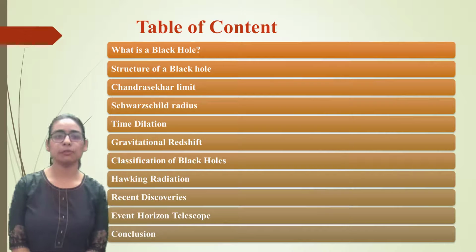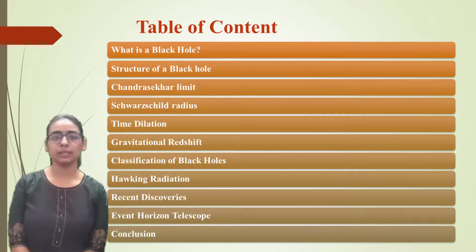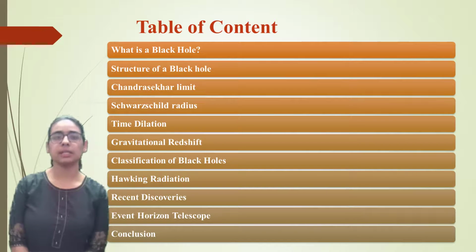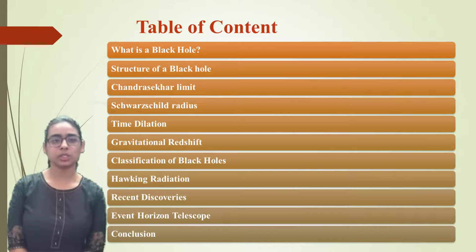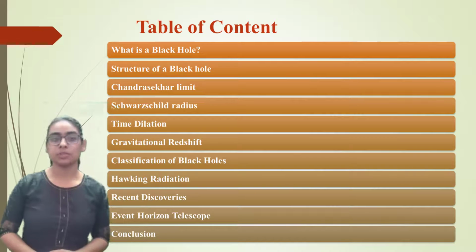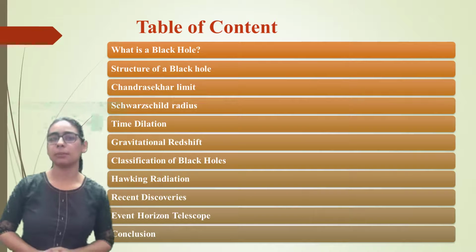This is the table of content. We will start our discussion with the introduction part, what exactly is a black hole, followed by its structure. Then we will see certain parameters associated with it like Chandrasekhar limit, Schwarzschild radius, time dilation, and gravitational redshift. We will then talk about the classification of black holes. Following that, we will see an impeccable phenomenon which is known as Hawking radiation.